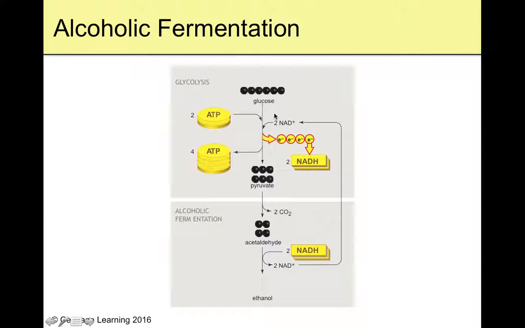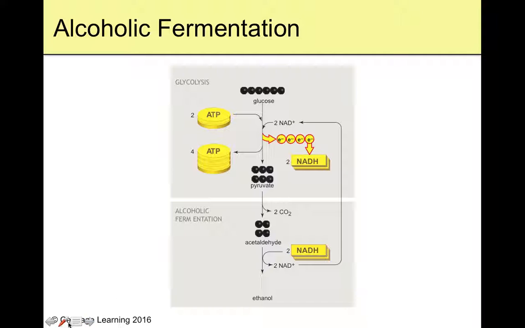So here's your cartoon of it. Glucose, just like we talked about before. Glycolysis, just like we talked about before. We put 2 ATP in, we get 4 ATP out. We've got 2 net gain, we make pyruvate, and then things change. We lose some carbon dioxide, we make acetaldehyde, we make NAD+, and we end up regenerating that NAD+.